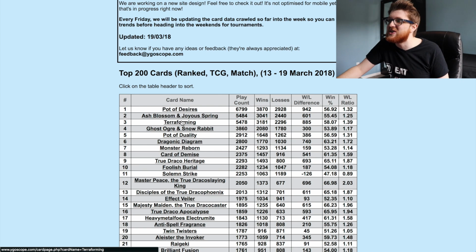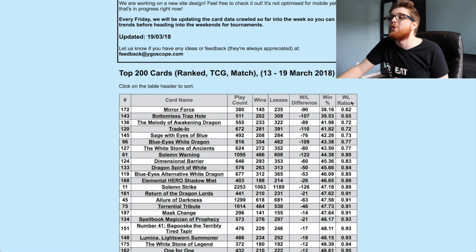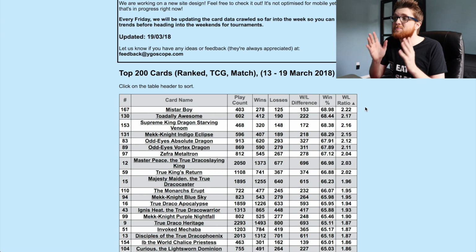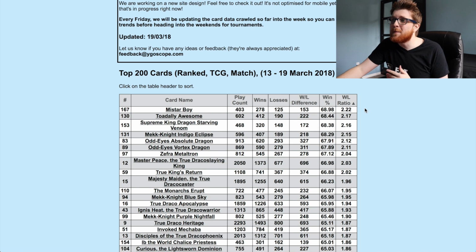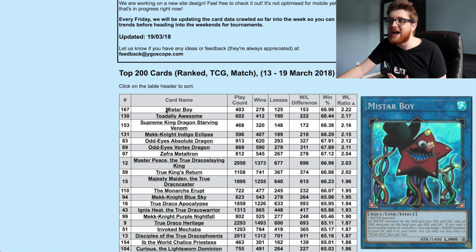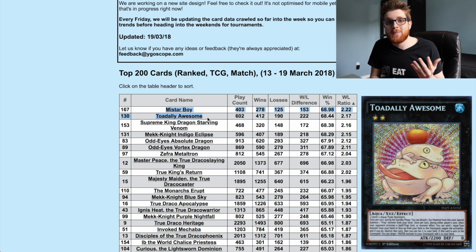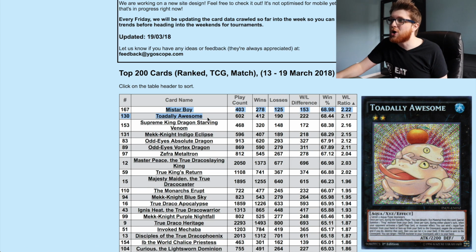Where it gets really interesting is when you go over to the win ratio. By filtering through the win ratio, you can see how often these cards are winning in the matches where they're played. You might see how Miss Starboy and Totally Awesome are the top two cards on this chart, boasting a win ratio of about 68 to 69% if you round up.